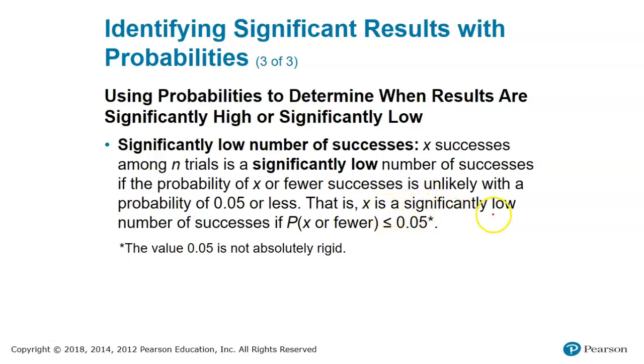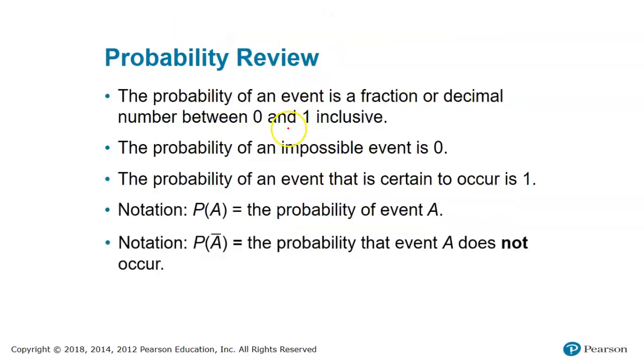And X is considered to be a significantly low number of successes if the probability of X or fewer is less than or equal to 0.05. So basically we want the extremes, either higher or lower, to have probability less than or equal to 0.05. I do understand this is a difficult concept to wrap your head around at this point, and I just want to get it out there in front of you for the first time so that as we develop this concept throughout the rest of the course, hopefully it'll start becoming clearer to you.